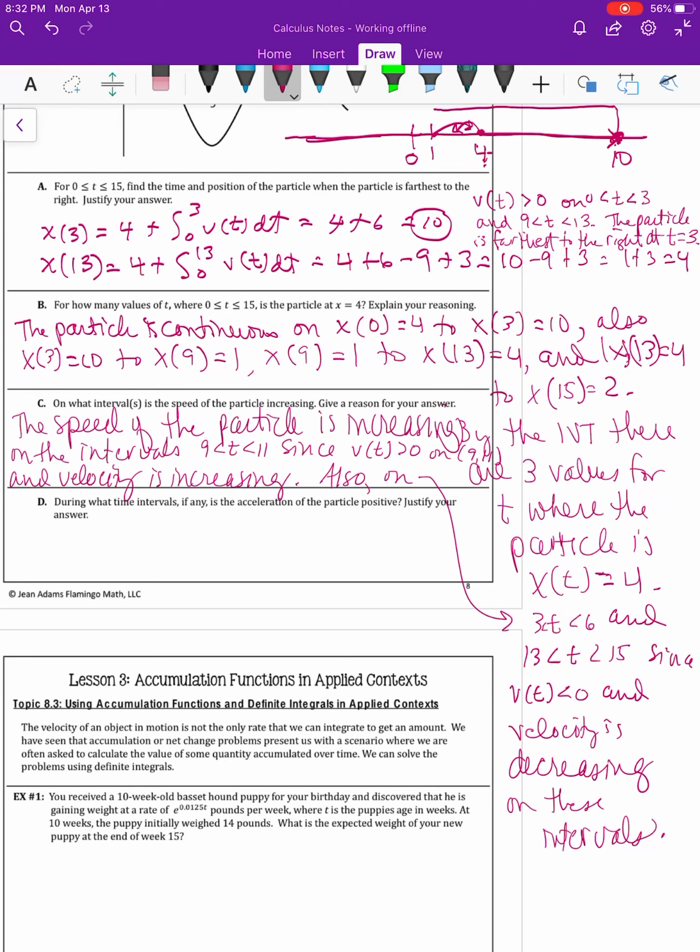Okay, so for speed to be increasing, it's speeding up. And for speeding up, you're looking for when the velocity and acceleration have the same sign.